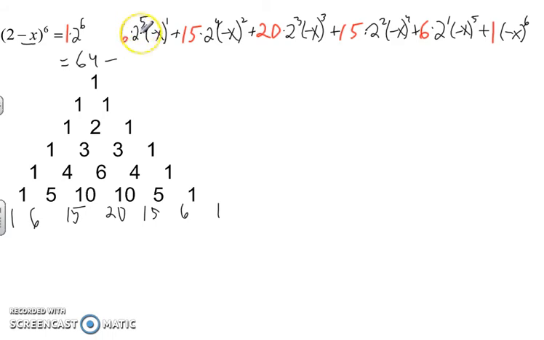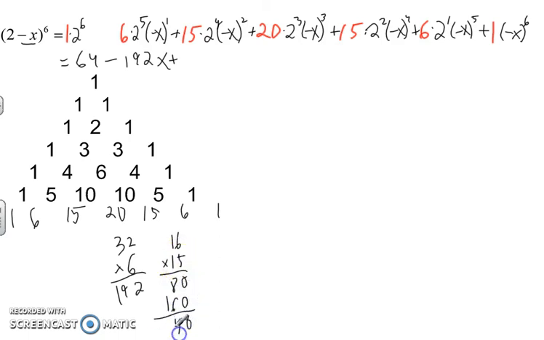This would be minus 2 to the 5th is 32. 32 times 6 is 12, 1 is carried, 18, 19, 192. So minus 192x. There's a minus there. That's where that negative came from. Plus for this one. Let's see, 2 to the 4th is 16. 16 times 15 would be 240, so plus 240x squared.